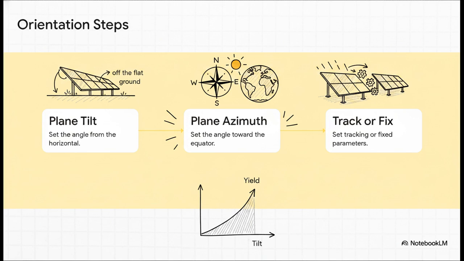Azimuth is the direction they face relative to the equator, so due south in the northern hemisphere is 0. And honestly, PVsyst takes the guesswork right out of this. It has a built-in optimization tool that maps out exactly how tweaking your tilt and azimuth will impact your annual yield based on your latitude. It seriously saves you hours of trial and error.